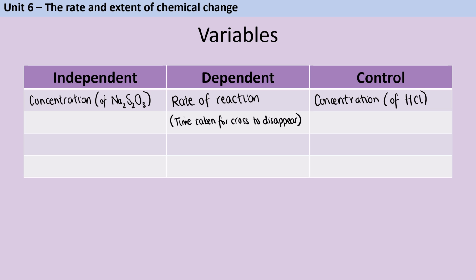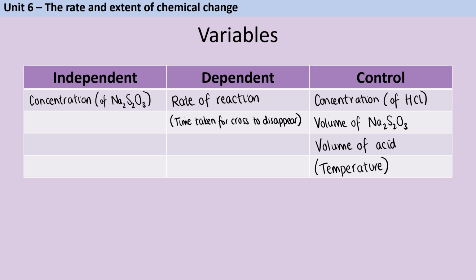My other control variables need to include the volume of the sodium thiosulfate, and remember, we cannot use the word amount because that would not be accurate. You need to be talking about volume. Likewise, the volume of hydrochloric acid. And you could also talk about controlling the temperature of this reaction, because the temperature will have an impact. However, if you say that you're going to control the temperature, that would describe a situation where you maybe had a hot water bath, so you were actively doing something to keep the temperature the same. Doing it at room temperature every time is not controlling the temperature.